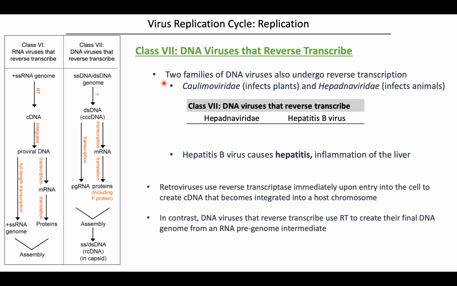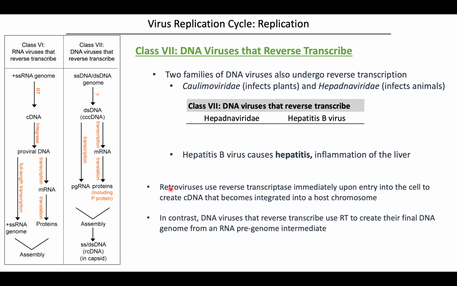All right, so the last class I mentioned was class 7, which is the DNA viruses that reverse transcribe. And that might seem confusing, but I'll try to explain here in a second. Why would a DNA virus need to reverse transcribe? There are really two families of DNA viruses that carry out reverse transcription: Caulimoviridae, which is a plant family, and Hepadnaviridae, which includes hepatitis B. Of course, hepatitis is an inflammation of the liver, which can be a serious disease in its own right, but can also lead to liver cancer. We'll talk about that in later chapters. So a pretty serious virus.